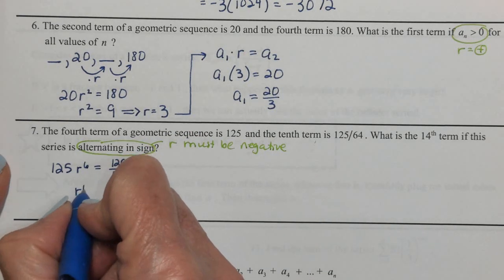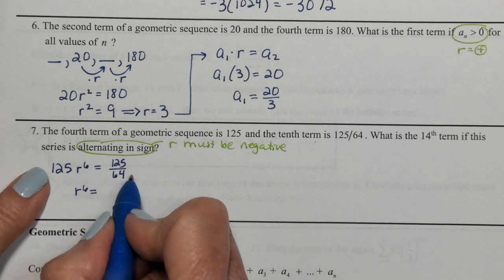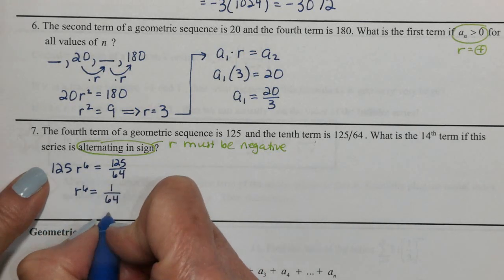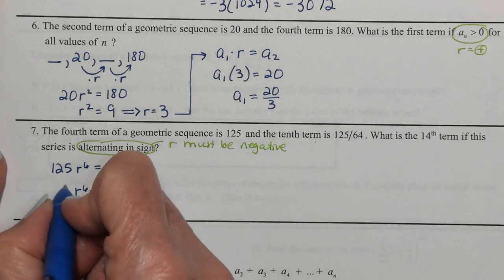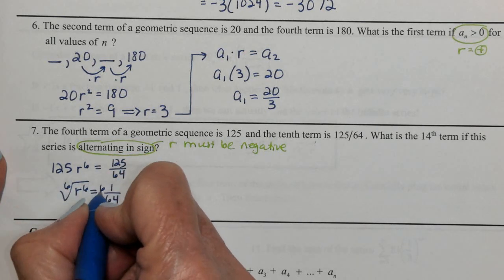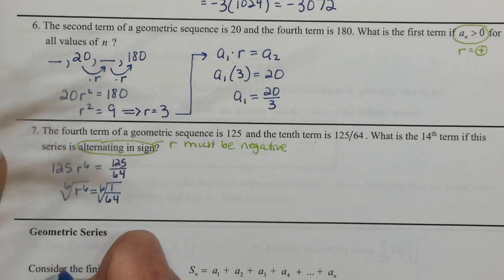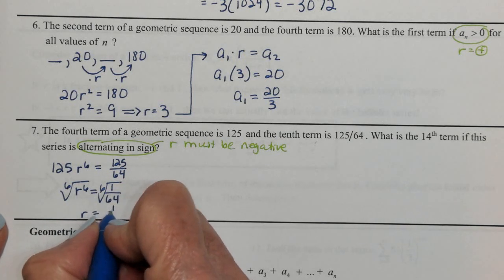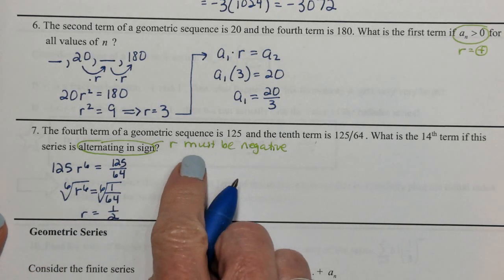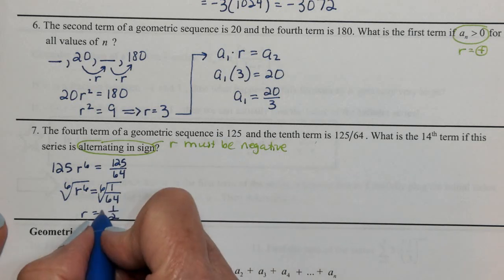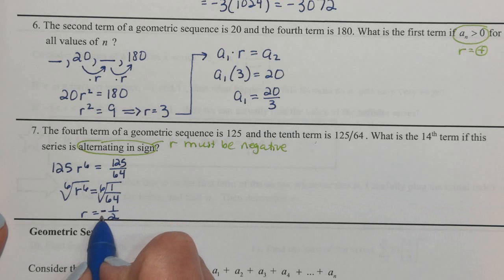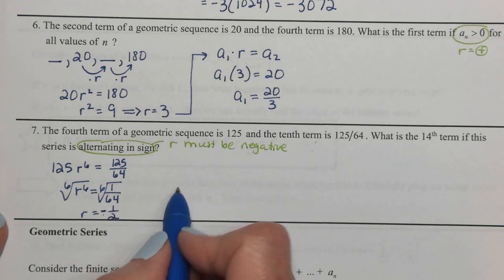So r to the 6th must be, if you divide both sides by 125, you're going to get 1 over 64. 6th root each side. What's the 6th root of 1 over 64? 1 over 2. But it's negative because we are alternating inside. It would be plus or minus. You keep the negative because we know we're alternating in sign.